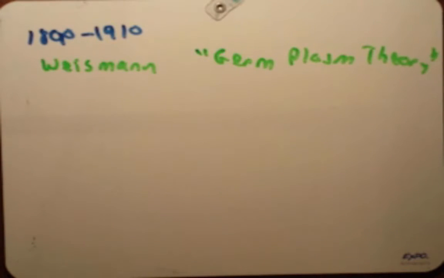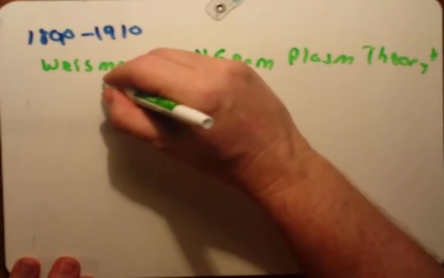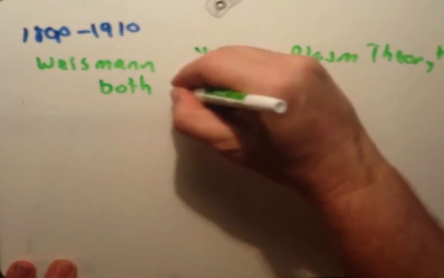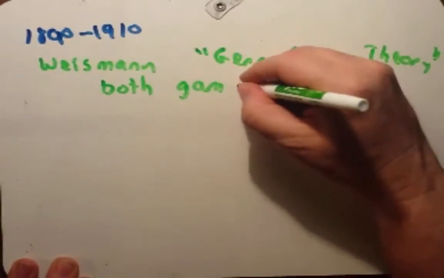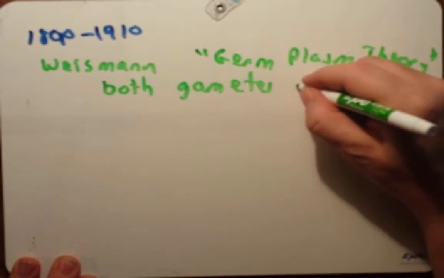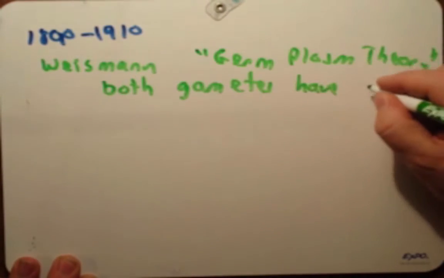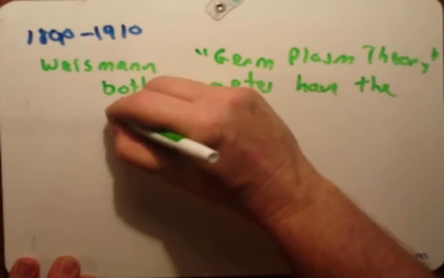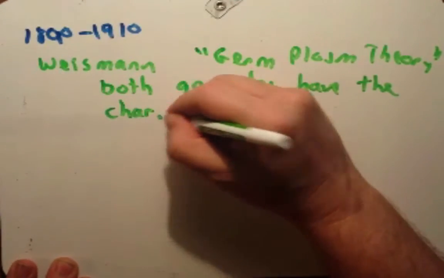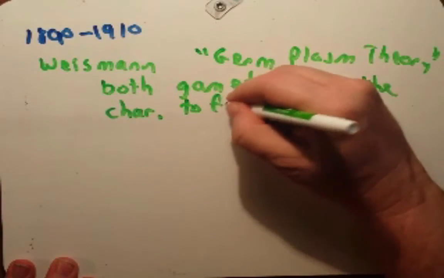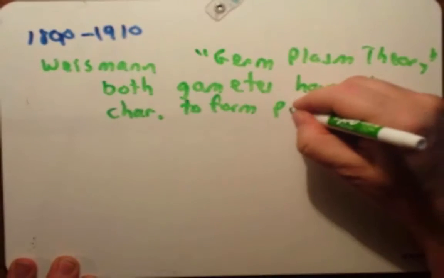And in this theory, it states that all of the characteristics that are to go on to the next generation reside in the gametes, both gametes. So both gametes have the characteristics, abbreviated here, to form progeny.